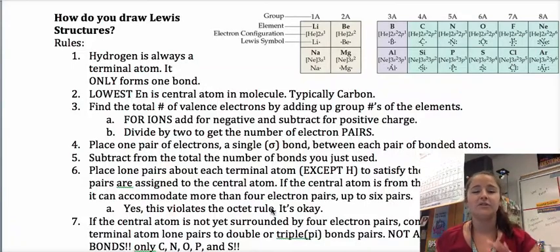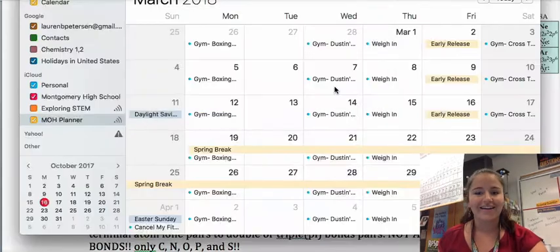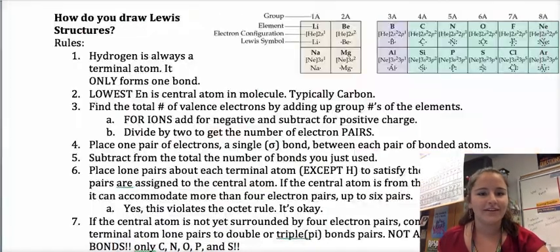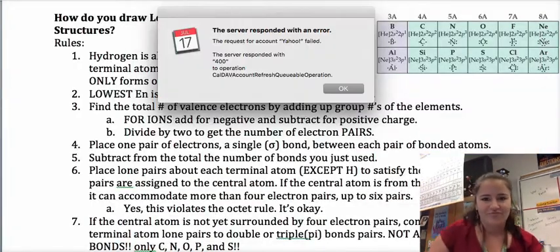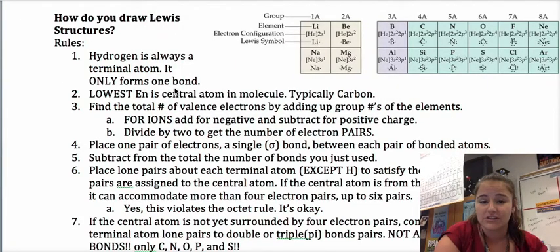Okay, so now let's go over Lewis structures. Lewis structures are the most powerful tool that we have for being able to conceptualize what a molecule looks like and how it's going to behave. So, some notes. Hydrogen is always the terminal atom.